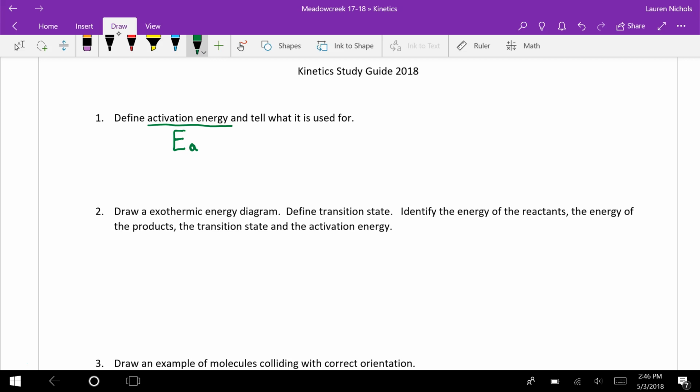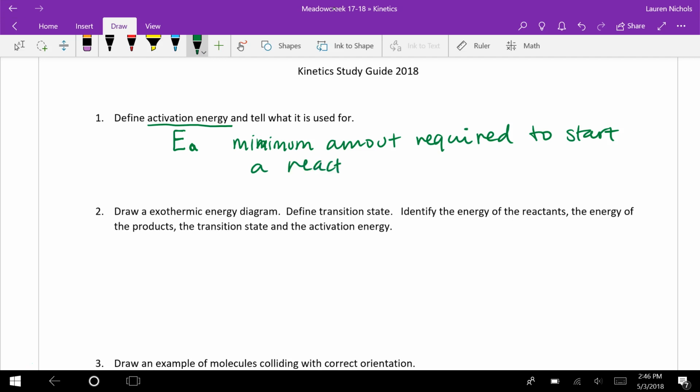And so activation energy is the minimum amount required to activate or start a reaction. Okay, so that's the minimum amount needed.